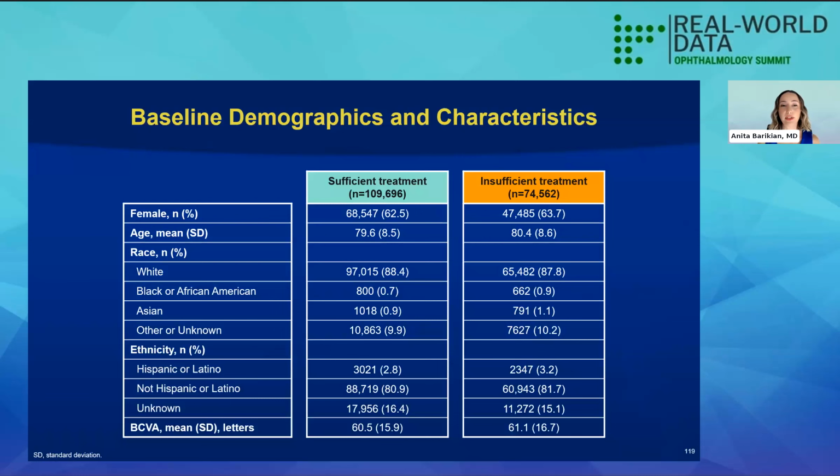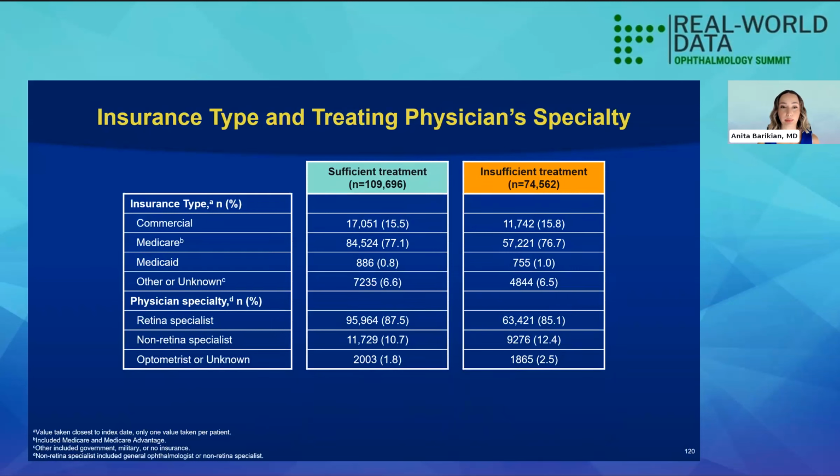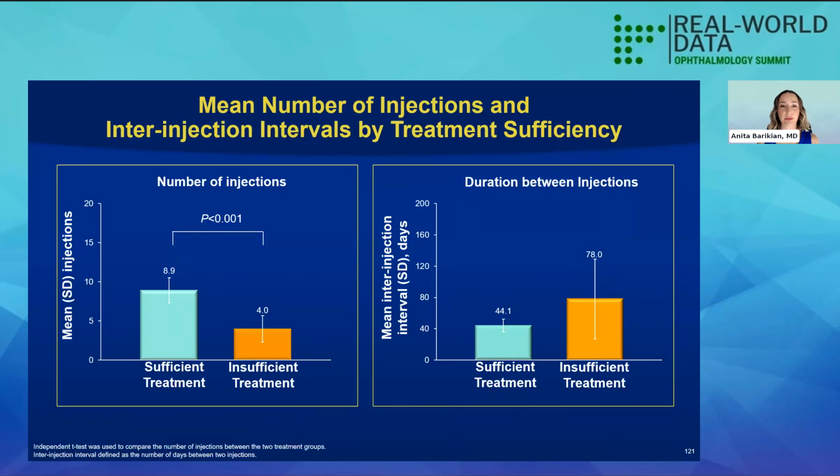Baseline characteristics and management experience. So baseline demographics were similar between the two groups, and the mean BCVA was around 61 letters between the sufficiently treated and insufficiently treated group. Insurance type and treating physician specialty were also similar between the two groups. Most patients had Medicare insurance and were treated by a retina specialist.